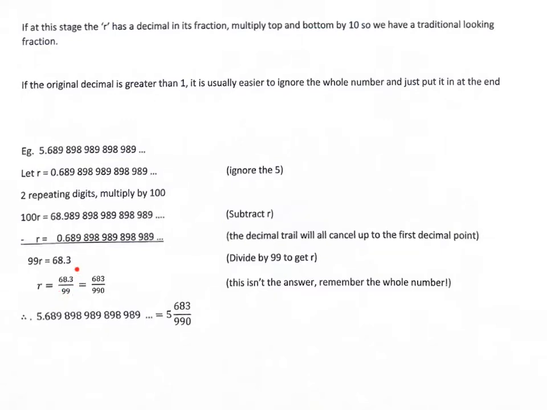Now this is the bit where it doesn't look like a nice fraction, so 68.3 over 99 we don't like. So we multiply top and bottom by 10 so that it will get rid of the decimal. Because we're multiplying top and bottom by the same thing, it doesn't matter, it's just equivalent fractions. And what we have then is 683 over 990. This can't be simplified, so we just leave it in that form. But we need to remember that the question was 5.6898989. What we've done is 0.6898989, so we need to put that in as 5 wholes and 683 over 990. And that's what the answer would be.